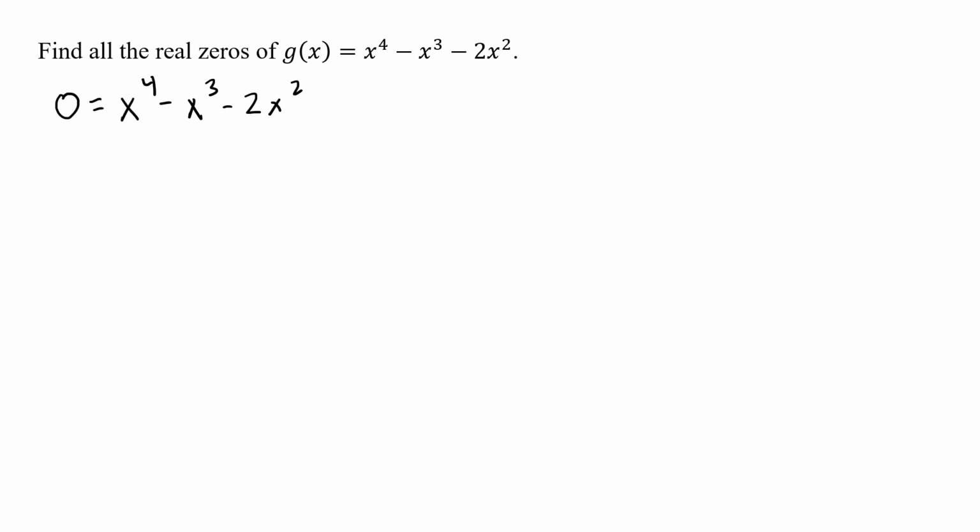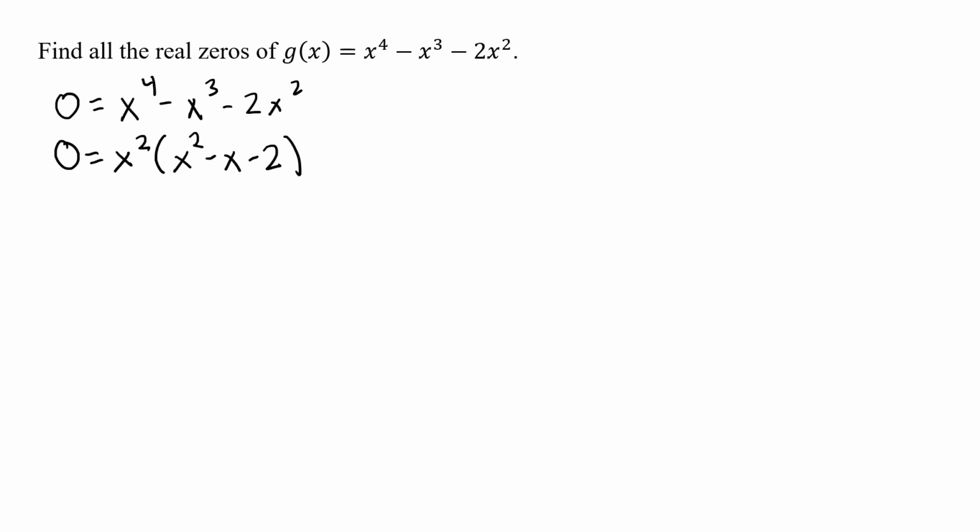Now when I look at this function, I notice that all three terms have an x squared in common. So I can factor this using a GCF by pulling an x squared out of each term. And so as a result, we get x squared times the quantity x squared minus x minus 2.